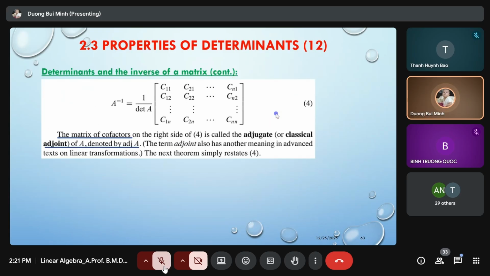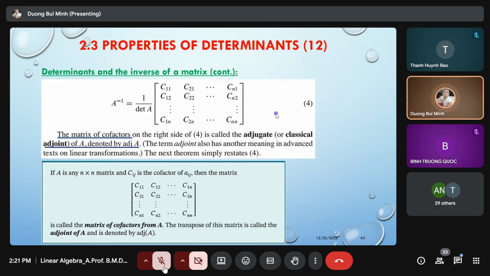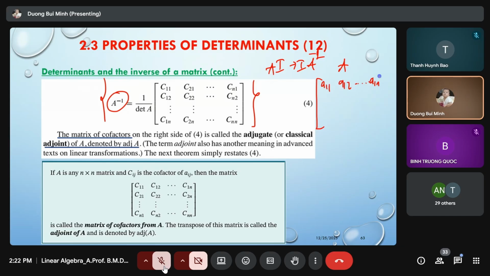Here we have another theorem. We can apply these properties to calculate the inverse of A, and we don't need to reduce [A | I]. If we know A, for example, A has entries a11, a12, up to a1n, down to an1, an2, and so on, up to ann.